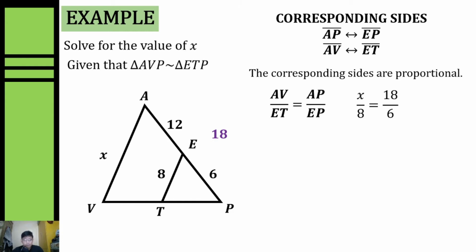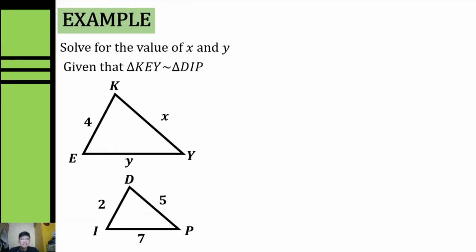We can simplify the given fraction, so we will have x over 8 is equal to 3. Now let's solve for the value of x by multiplying both sides by 8, and x will be equal to 24. Let's have another example.